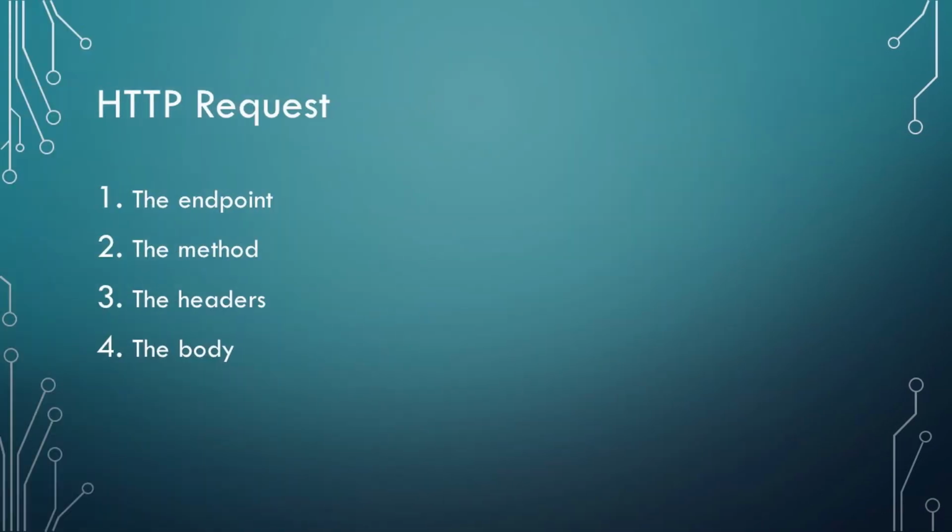So it's important to know that a request is made up of four things. What are they? Let's check. They are the endpoint, the method, the headers, and the body. We will learn each of those in detail in this tutorial series.